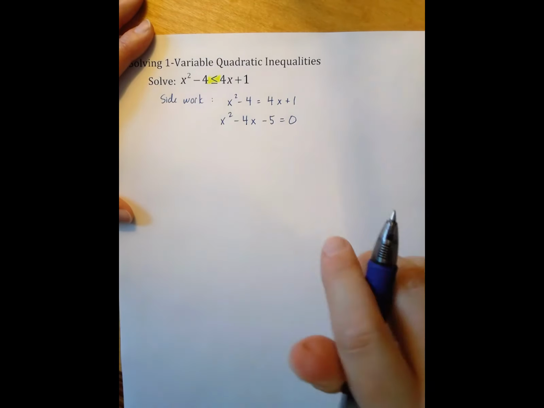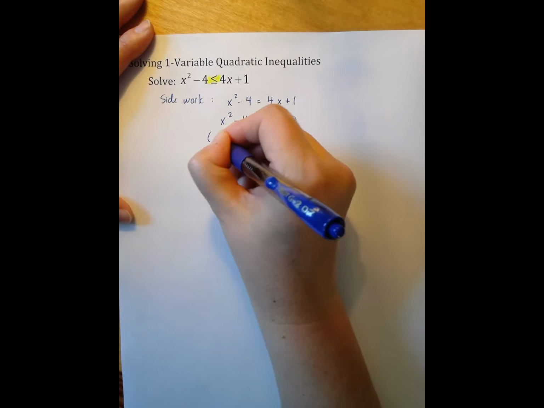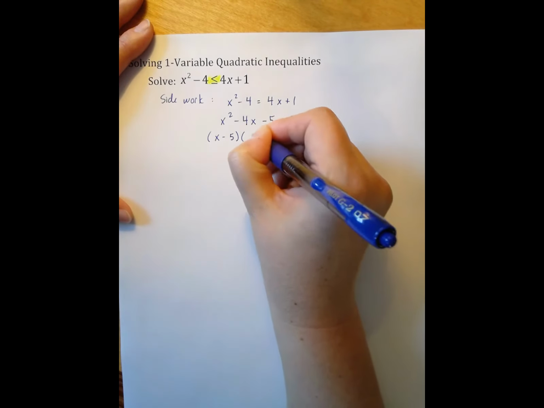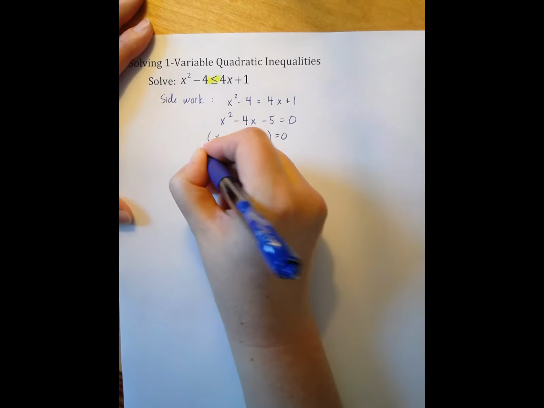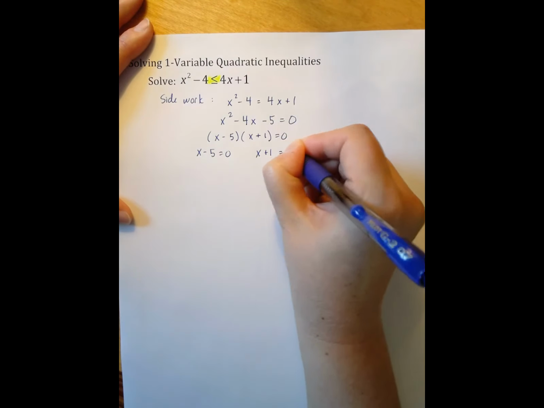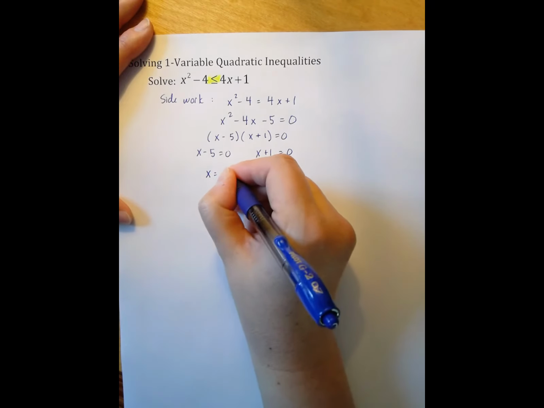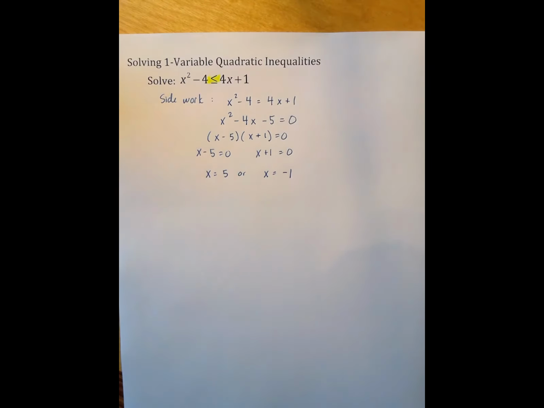First line of defense when I'm solving quadratics is factoring. This does indeed factor, so I have x minus 5 times x plus 1 equals 0. I have x minus 5 equals 0, or x plus 1 equals 0. So x equals 5, or x equals negative 1.